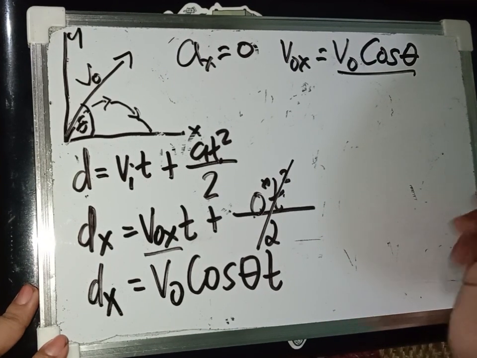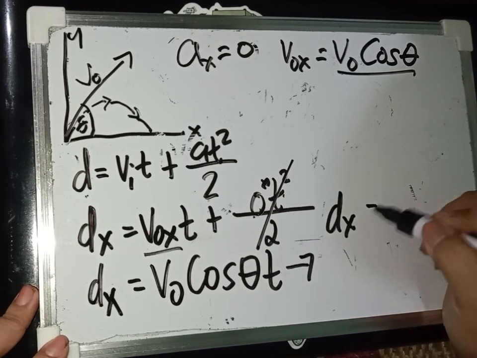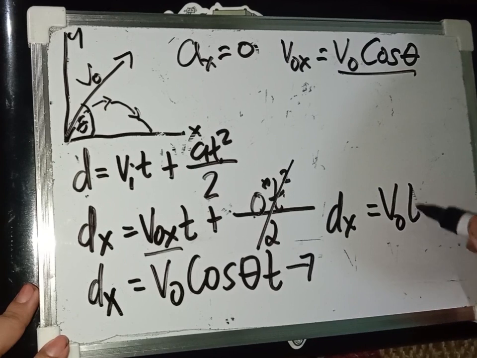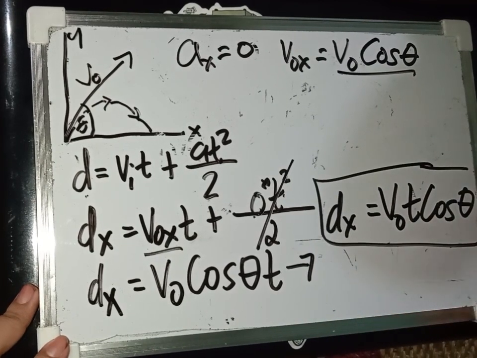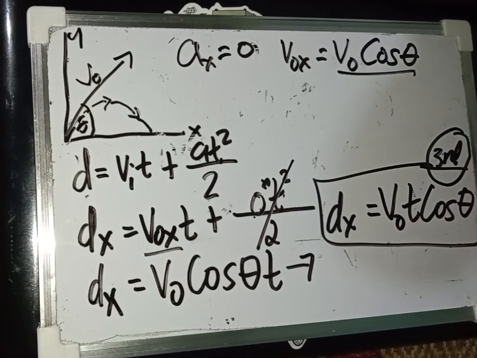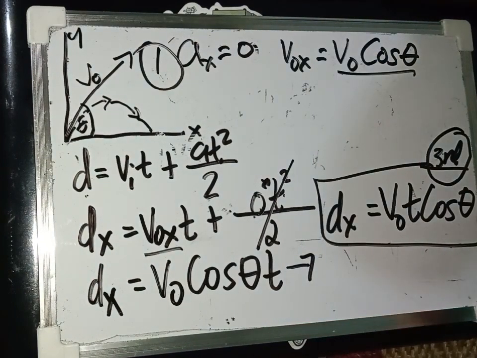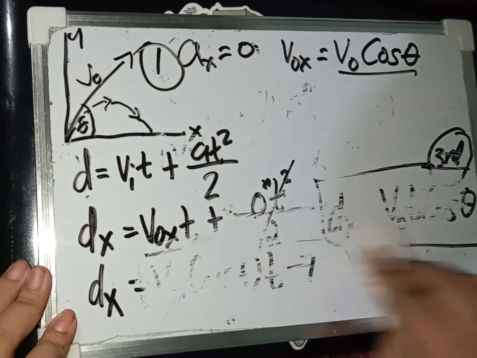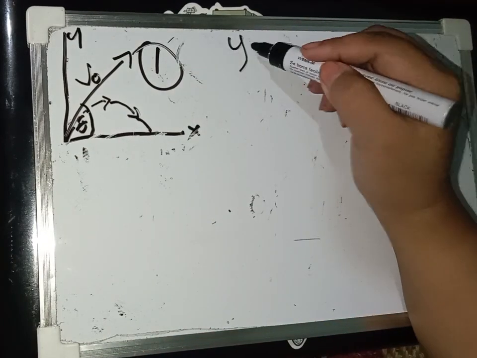So the next thing that we need to do, rearrange. You will have d sub x is equivalent to v naught multiplied by time multiplied by cosine theta. And this is our third equation for the horizontal component. So we already have the first equation, this one, the second one, and then the third one. This is the third one. All right. So we will be finding next the y component. So you will have here the y component.